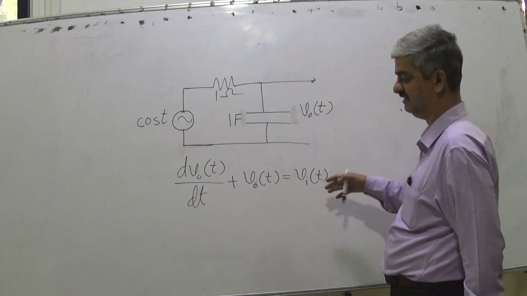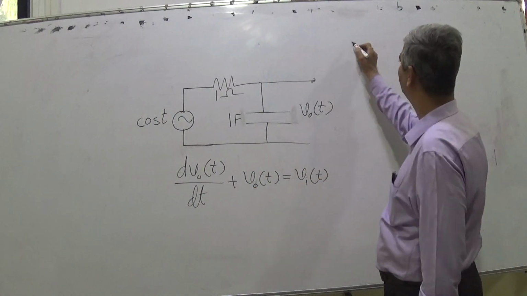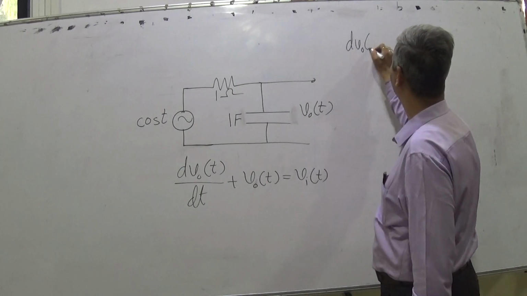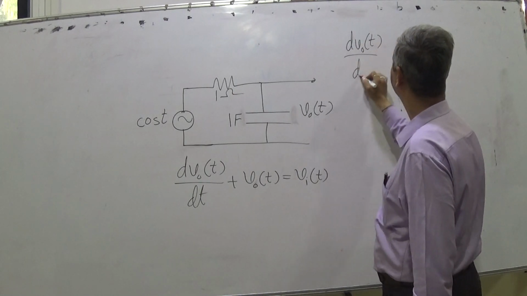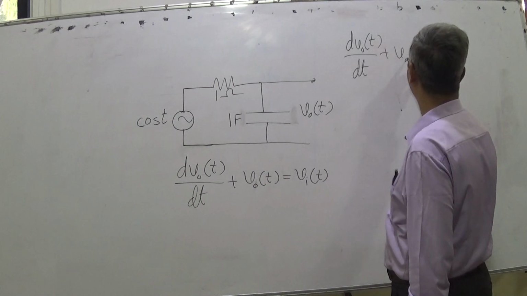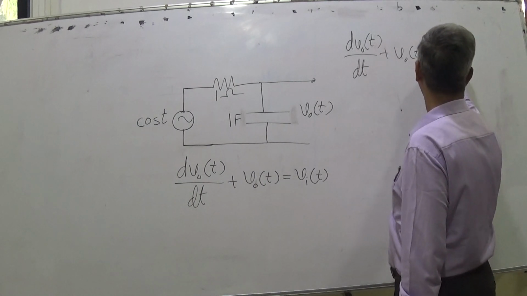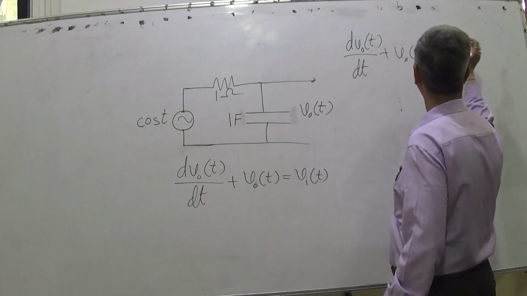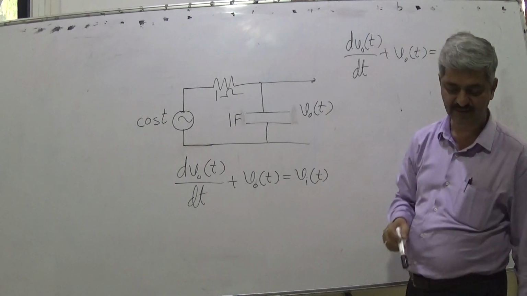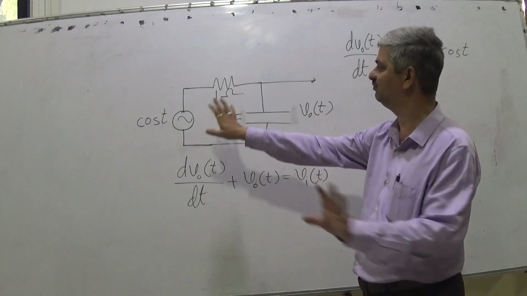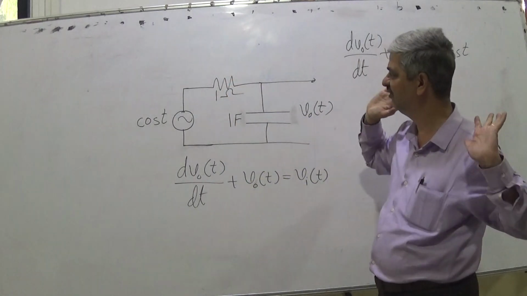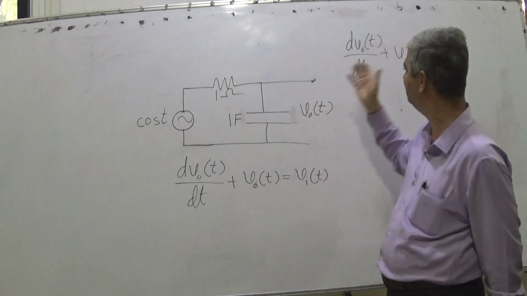Last time V in t we had taken as 1, but now it is V in t. So it would be dVOT by dt plus VOT equal to V in t. Right now no switch closure, nothing. This is the circuit. If V in t is cos t, what would be VOT?